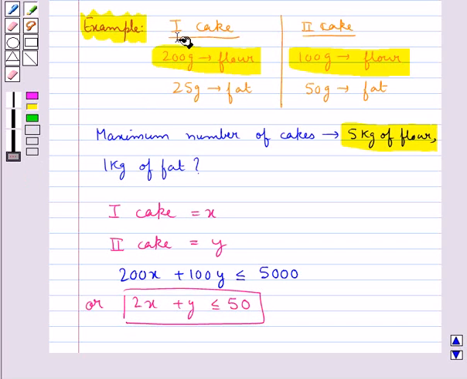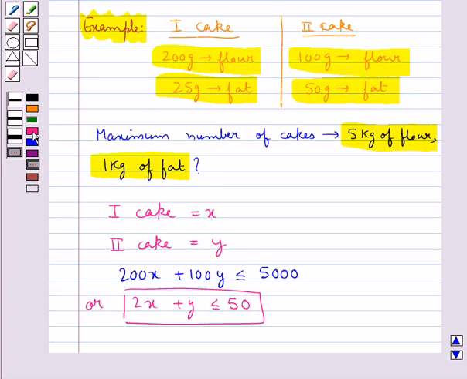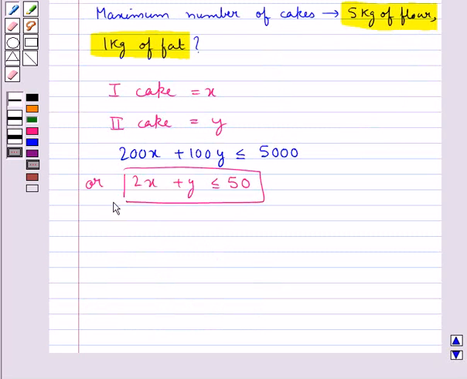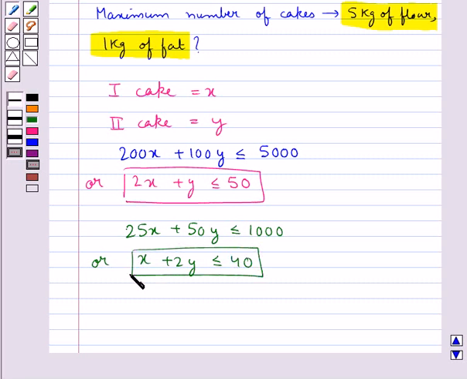Then we have one kind of cake requires 25 gram of fat and second kind of cake requires 50 gram of fat, and total fat that we have is 1 kg or you can say 1000 grams. So we get 25x plus 50y is less than equal to 1000, or we can say x plus 2y is less than equal to 40. Now, as the number of cakes made are greater than equal to 0, so we have x greater than equal to 0 and y greater than equal to 0.